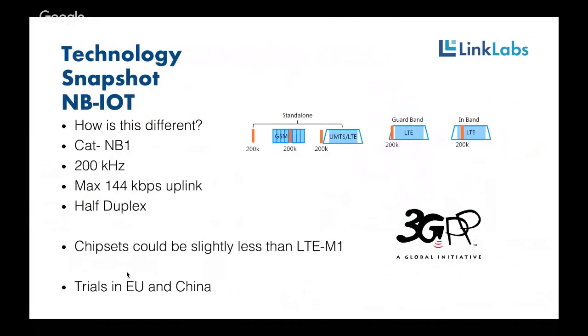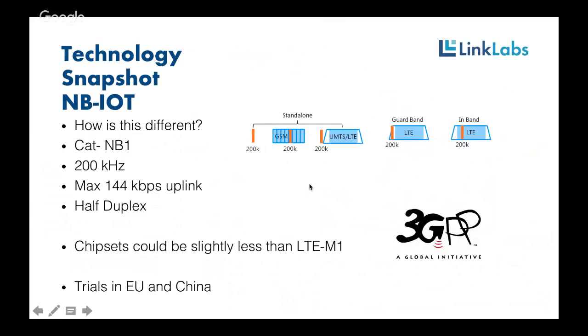NB-IoT is a technology that's getting a lot of attention as well. It's very different than LTE-M1. It's a new technology in the sense that it doesn't fit inside of the standard 4G LTE framework, and it can be deployed in a couple of different ways. It can be deployed in 200 kilohertz of standalone spectrum inside of an old GSM block, on the guard band of UMTS or LTE spectrum, and it can actually be installed or used inside of an RB or resource block in LTE.